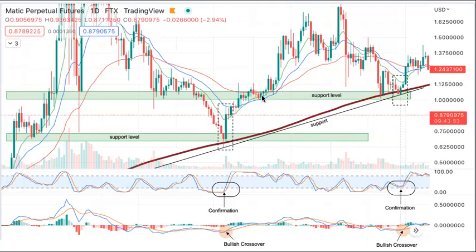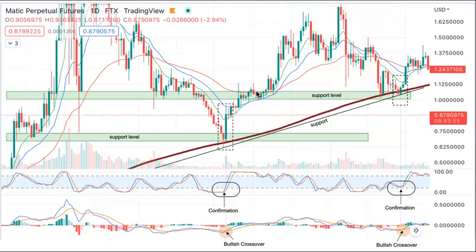For example, over here, this is also a support, okay? The price also came down, touched support, and then went up. But I'm not going to enter here because it doesn't satisfy my criteria. Why? Because the stochastic is at the top, right? And there's no crossover here. So here, I'm not going to enter.